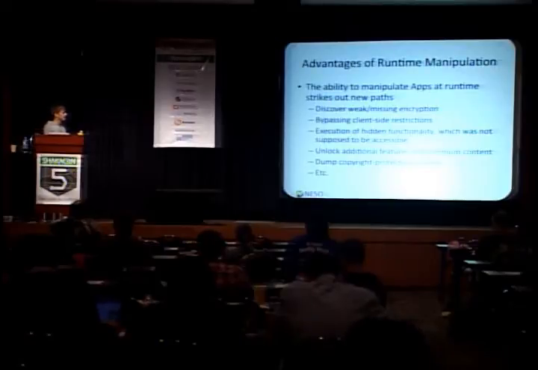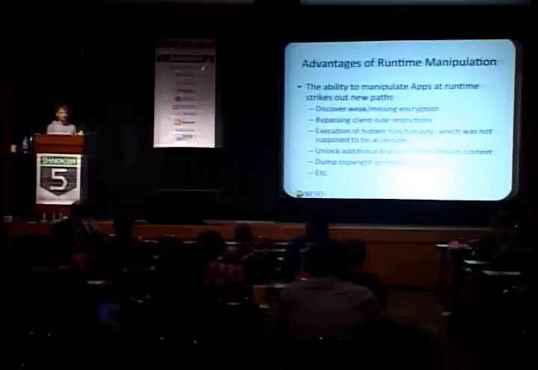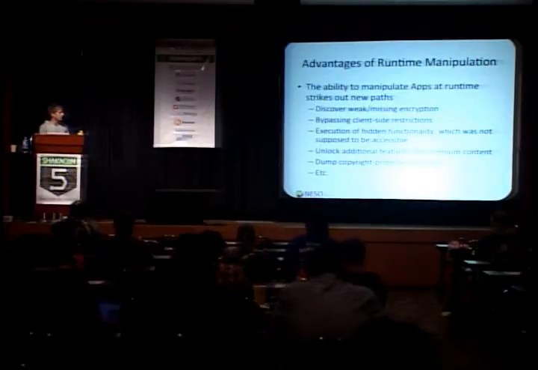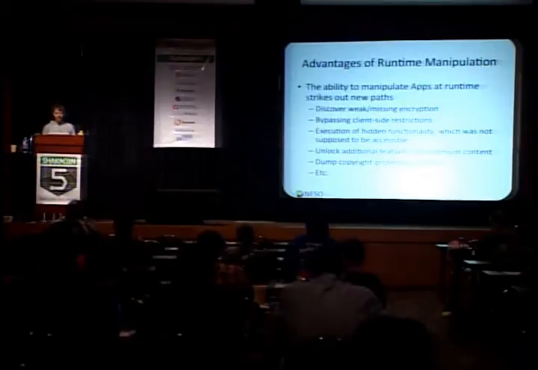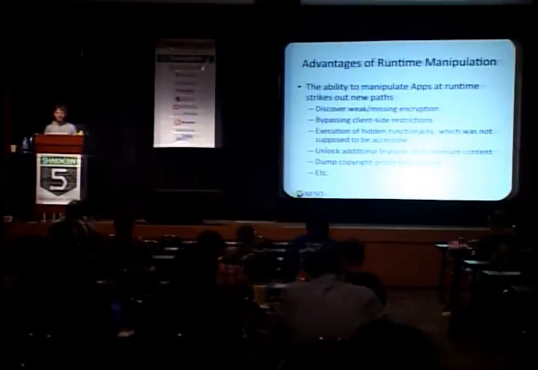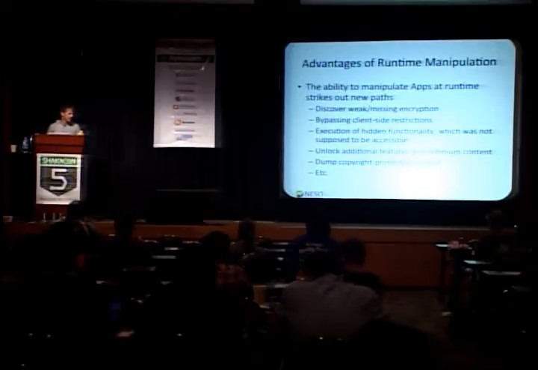So we could discover weak or missing encryption. We could bypass any client-side restrictions. We could execute hidden functionalities which were not supposed to be accessible at all. Or we could unlock additional features and premium content. Imagine apps where there's a light version and a pro one. Often the light version contains the same code, but the pro features are simply not accessible within the user interface. Now you know how to upgrade your light version.